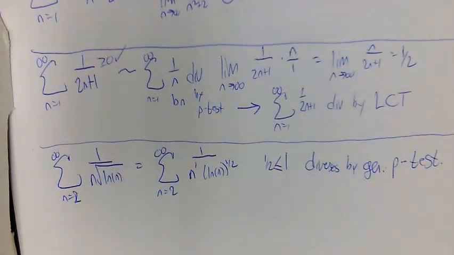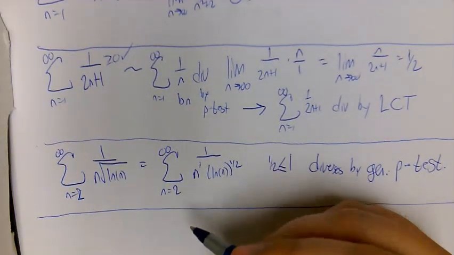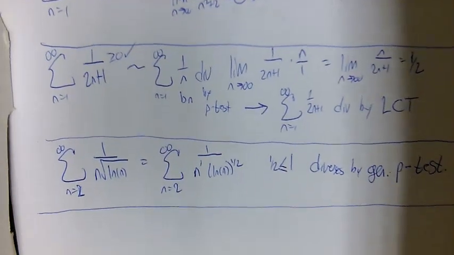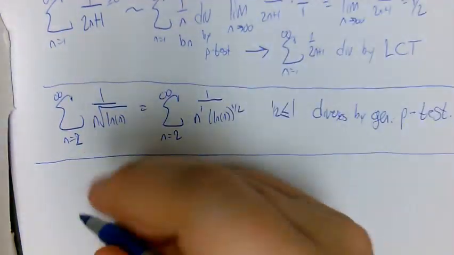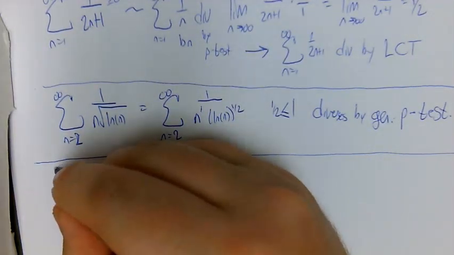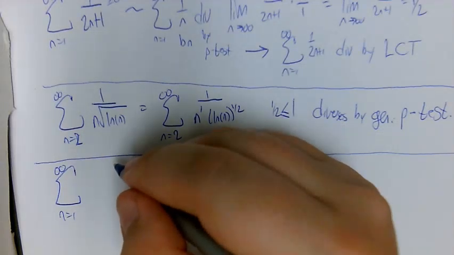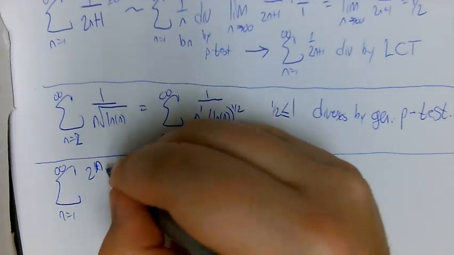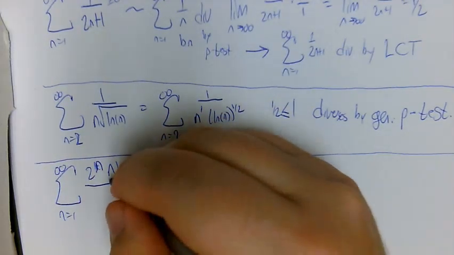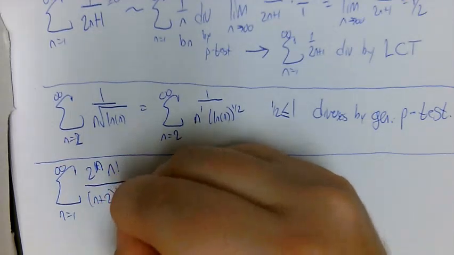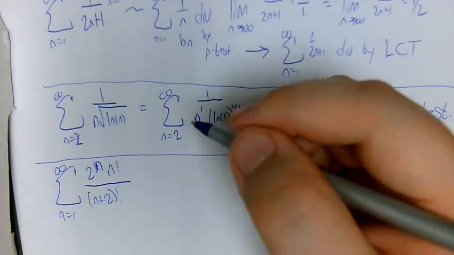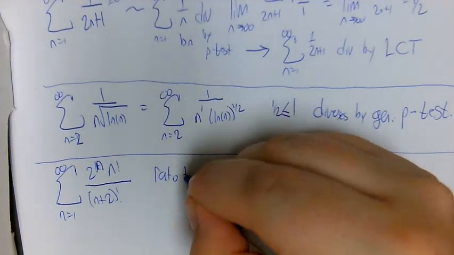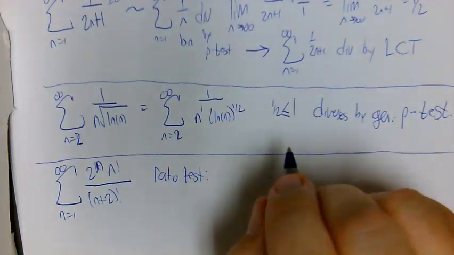All right. Let's see what we have next here. All right, next it looks like we have the sum from 1 to infinity of 2 to the n, we'll stick with n's here, 2 to the n factorial over n plus 2 factorial here. All right, now whenever we see factorials, that's definitely a sign to use the ratio test. So let's go ahead and use that here.